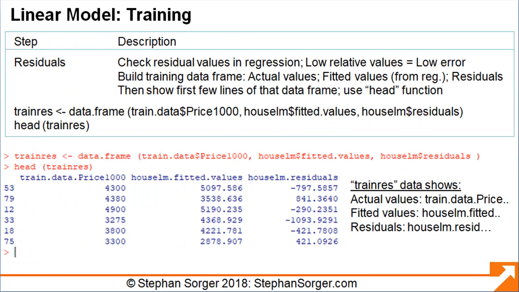We can check the residual values in regression analysis to find the degree of error. To quickly see all the information in one view, we build a data frame which contains the actual values, in this case the home price, the fitted values, in this case from the training set-based regression model, and the residuals, again based on the training set-based regression model. We call the data frame trainRes and print out the first few rows using the head function in R. We can see that the residuals are fairly large relative to the actual price and the fitted values.